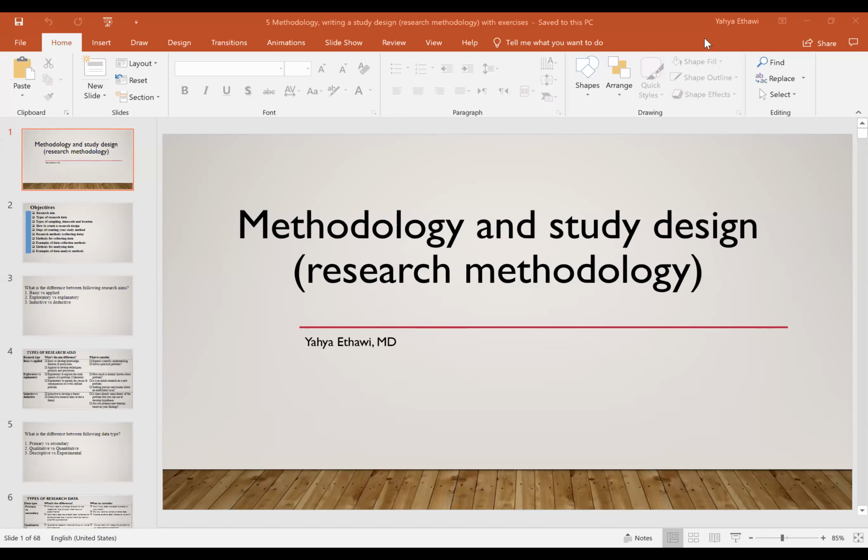What is the difference between deductive and inductive? The difference is, deductive is building the idea. Inductive is testing the idea. Deductive is you have no knowledge about the problem. Inductive, you know the knowledge, but you need to test the cause and the relation.